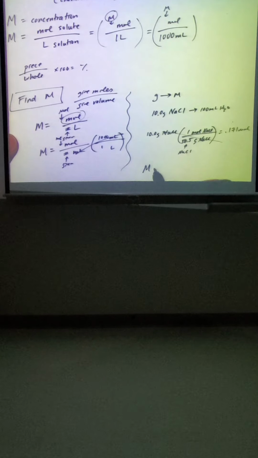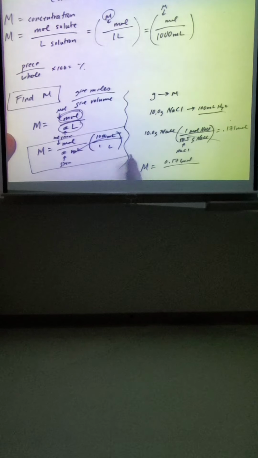So get 10 divided by 58.5. So 0.171. And in reality, they give you this number in a lot of the homework. But if they don't, this is how to find it. So now we know that capital M is 0.171 moles. Check. Top number. Do they give us liters? No, they gave us milliliters.